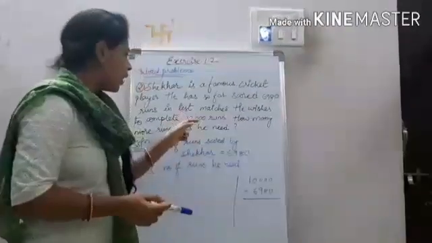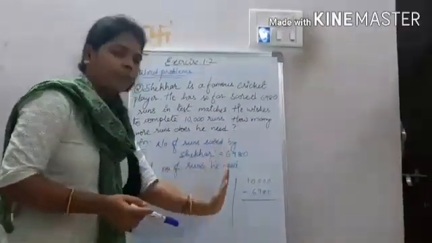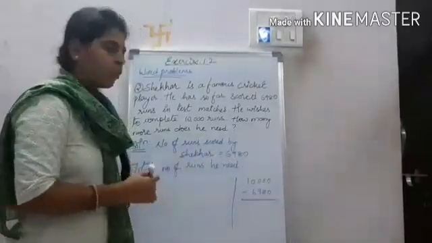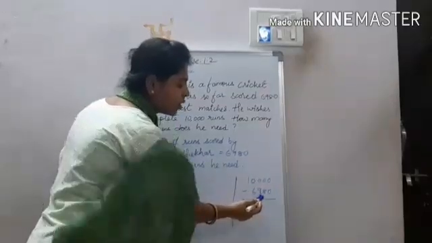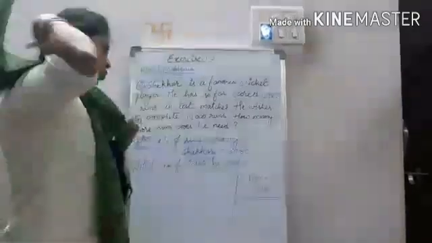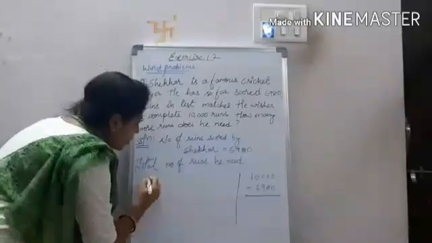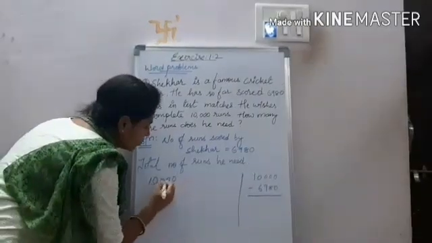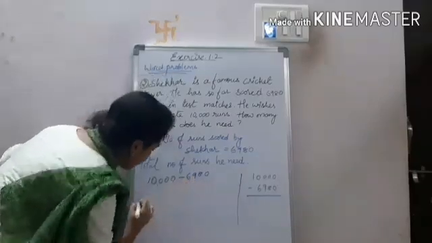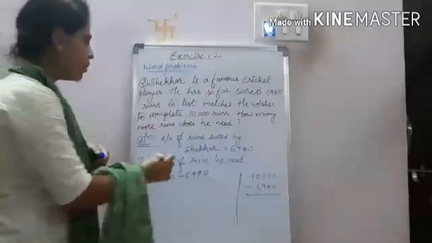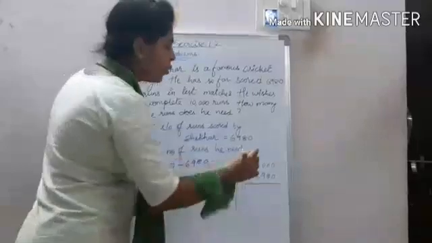So first, make a rough column to do the calculation here. So 10,000 minus 6,980, right? If you write that here, it is 10,000 minus 6,980. You have to subtract and get how many more runs are required. So how to subtract here?